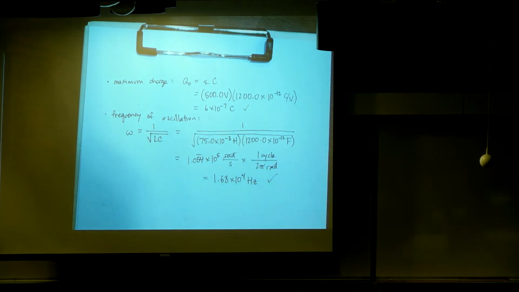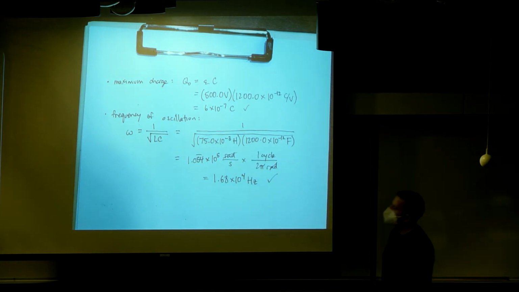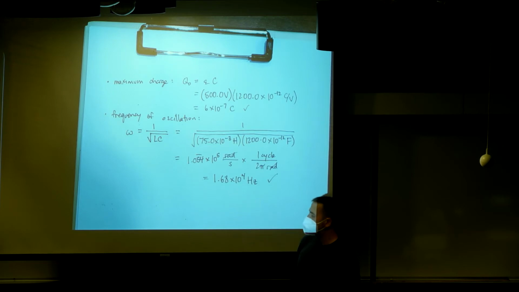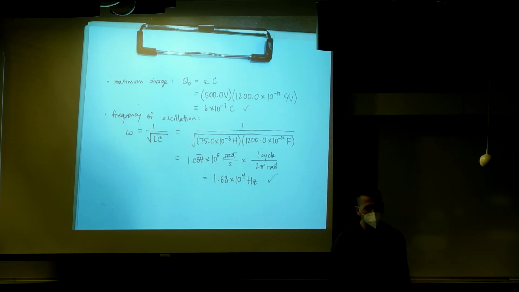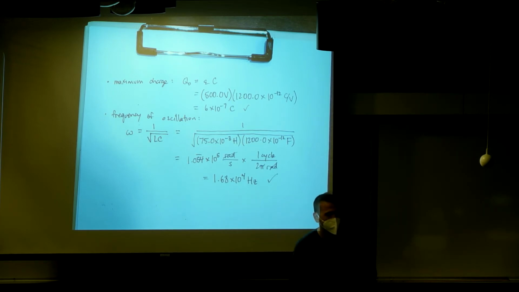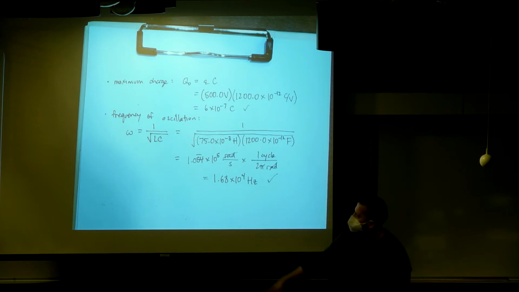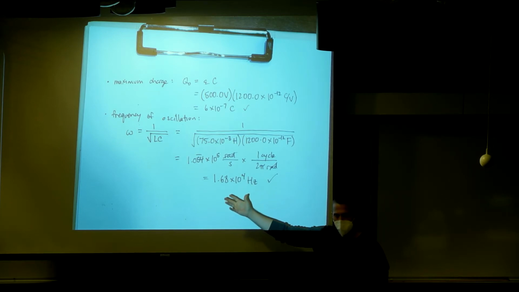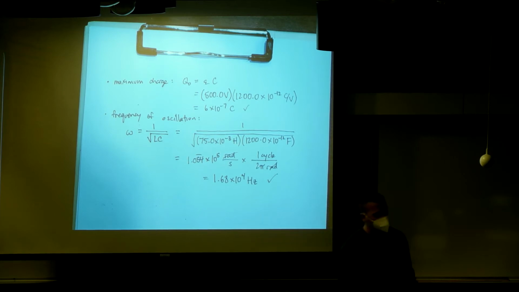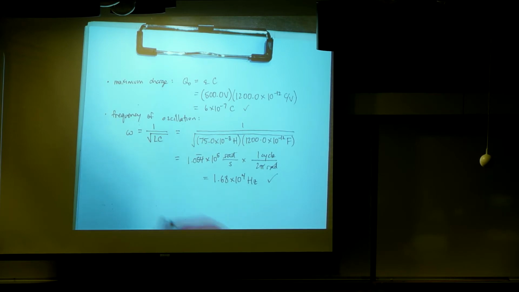So this circuit will oscillate through 1 complete cycle at this frequency, 1.68 times 10 to the 4 hertz. So that's very, very fast, right? That's like every second, about 16,800 cycles, okay? All right, so next question. What is the maximum current?